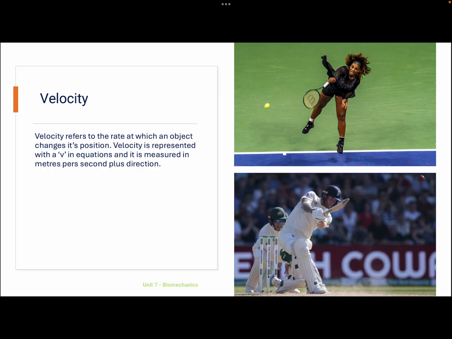In cricket, Ben Stokes in the Ashes hit the ball 86 meters west in 4.6 seconds. To find the velocity, you would do the displacement, which is 86, divided by the total time, which is 4.6 seconds. The answer is 18.70 meters per second west.